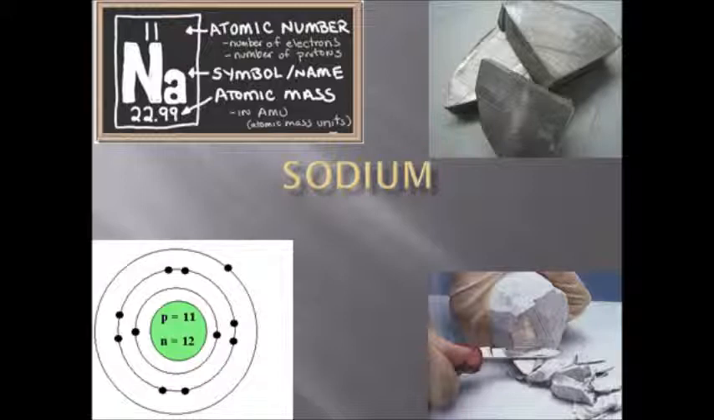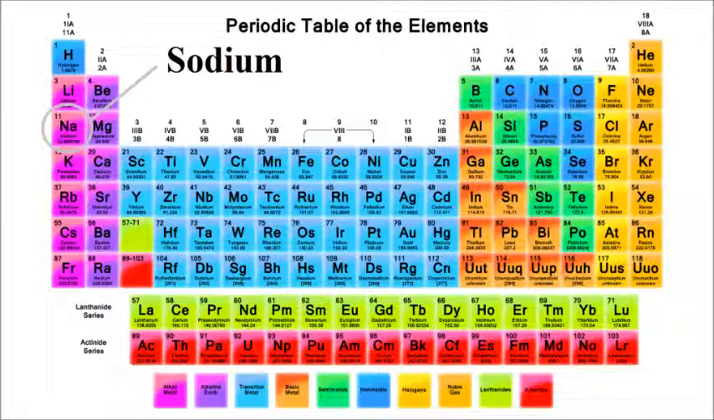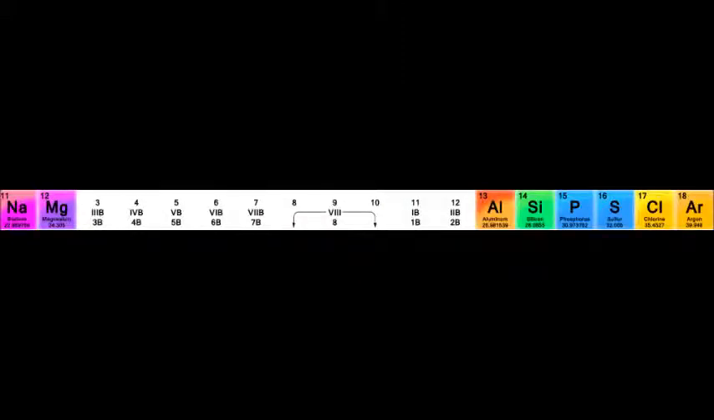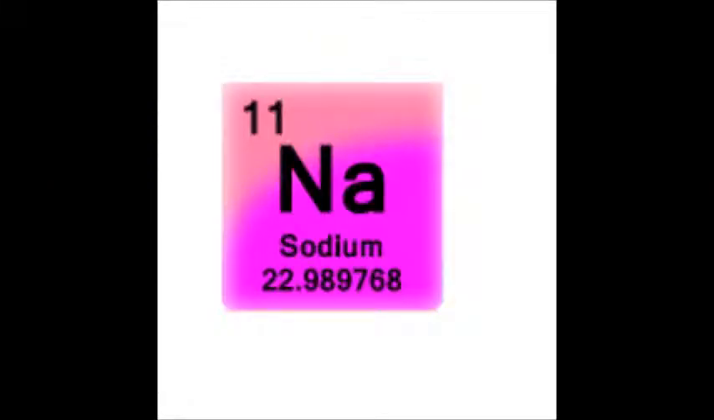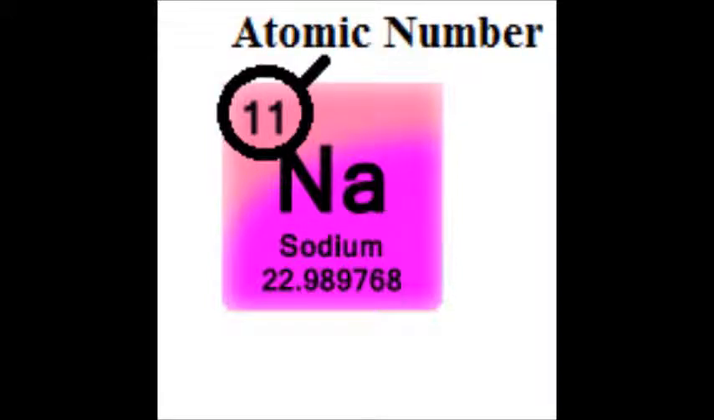Sodium. The periodic table. Sodium is found in the first group called the alkali metals. It is found in the third period. Sodium's symbol is Na. Its atomic number is 11.